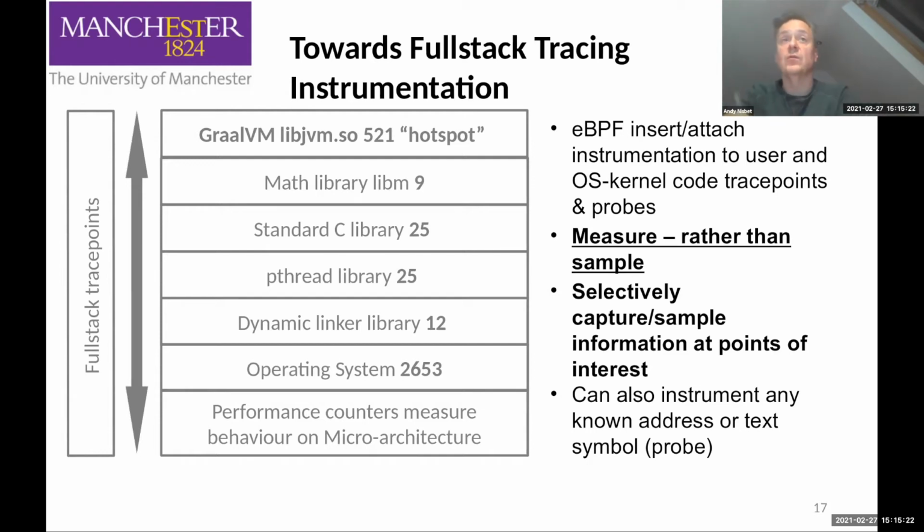It's important to note that when one adds instrumentation with eBPF, you can typically use a trace point, which makes it very efficient to do so, and you can also use probes, where you can instrument any known address or text symbol. So, for example, the GraalVM libjvm.so methods and symbols can therefore be instrumented if their debug symbols are known.